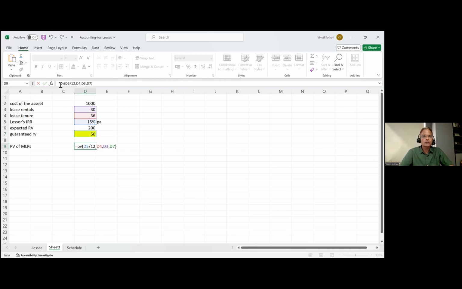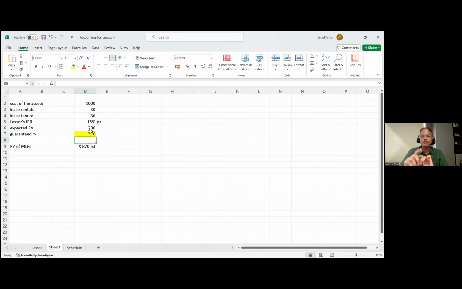I'll compute the present value of this payment, which comes out to 902. The PV of MLPs comes out to 902, which means there is a dependence to the extent of only 98 rupees on the unguaranteed value, assuming the guaranteed RV was 0.